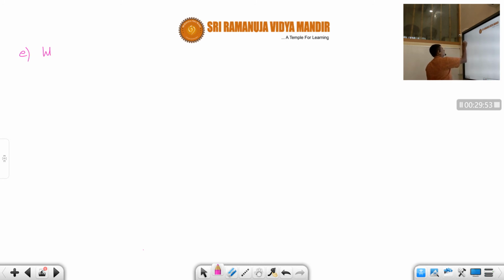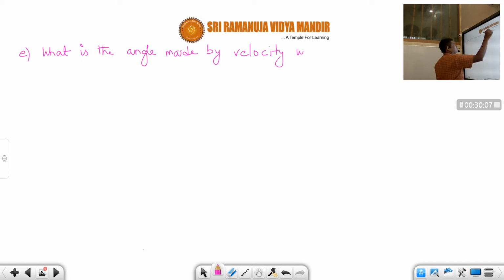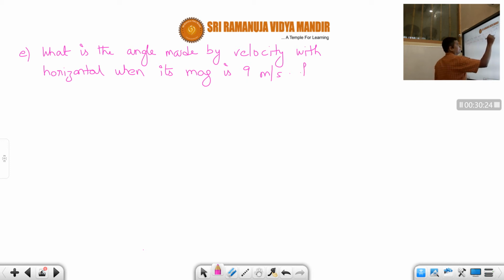Okay, E part. What is the angle made by velocity with horizontal when its magnitude is 9 meters per second? And also find the time when it will happen.